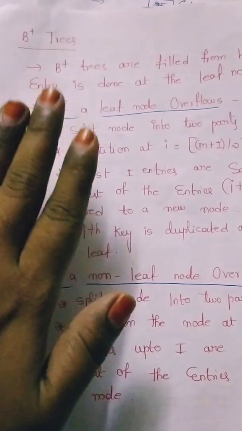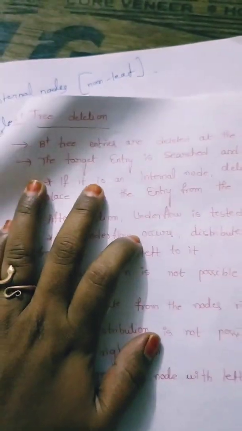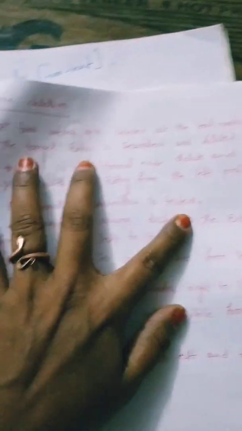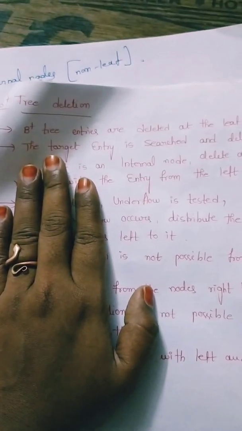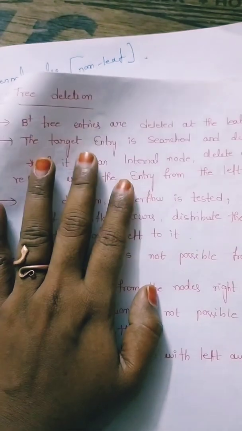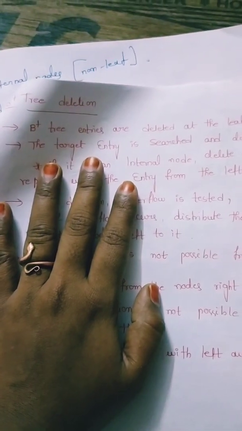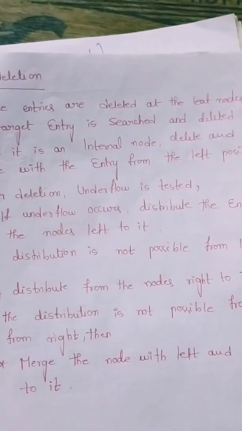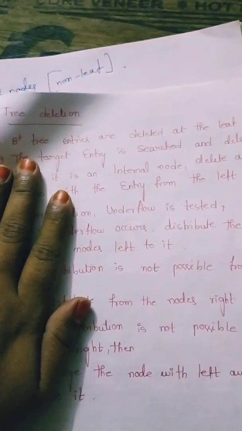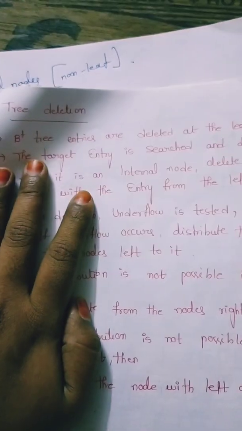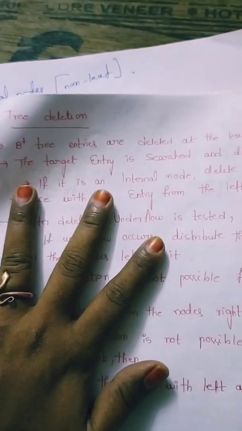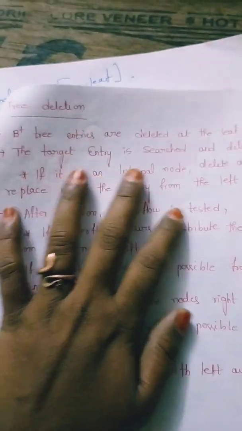This is all about the B plus tree insertion, and let me discuss the B plus tree deletion. In B plus tree deletion, entries are deleted at the leaf nodes. Every entry can be deleted from the leaf node. If the target entry is present in the leaf node, there is no problem, we can directly delete it. If it is not present in the leaf node, then we have to search for it, and then we have to follow the rules.